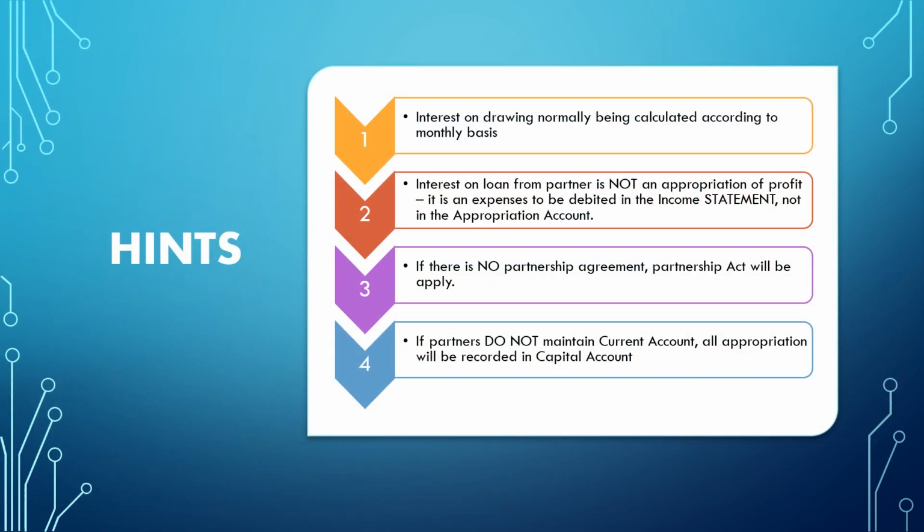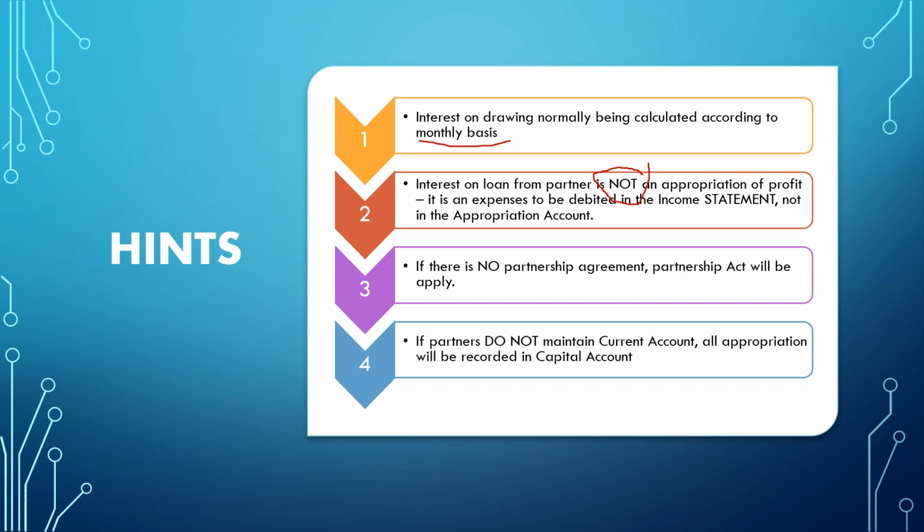Okay, the important things that we need to highlight here in the partnership: interest on drawing is normally calculated on a monthly basis, unless stated otherwise. If they didn't mention when the drawing took place, let's say they just give you the annual drawing straight away, then no need to calculate annual interest. Interest on loan from partner is not an appropriation account. It's not an appropriation of the profit. It will be debited in the income statement as an expense, but not in the appropriation accounts.